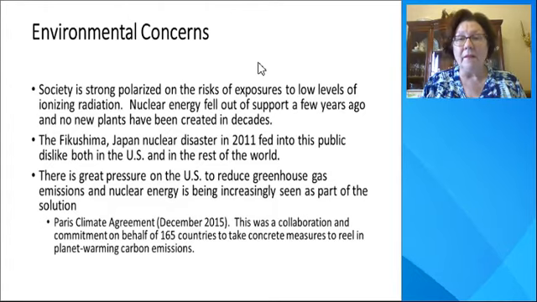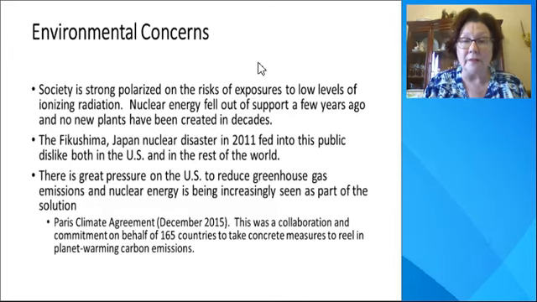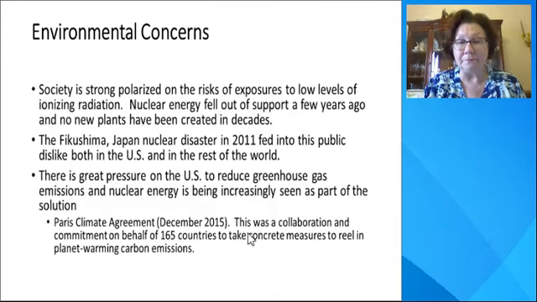The Fukushima, Japan nuclear disaster in 2011 really fed into this public dislike both in the U.S. and the rest of the world. There's a great deal of pressure on the U.S. to reduce greenhouse gas emissions, and nuclear energy is being increasingly seen as part of the solution. As part of the Paris Climate Agreement, which was held in December 2015, there was a collaboration and commitment on behalf of 165 countries to take concrete measures to reel in planet-warming carbon emissions.